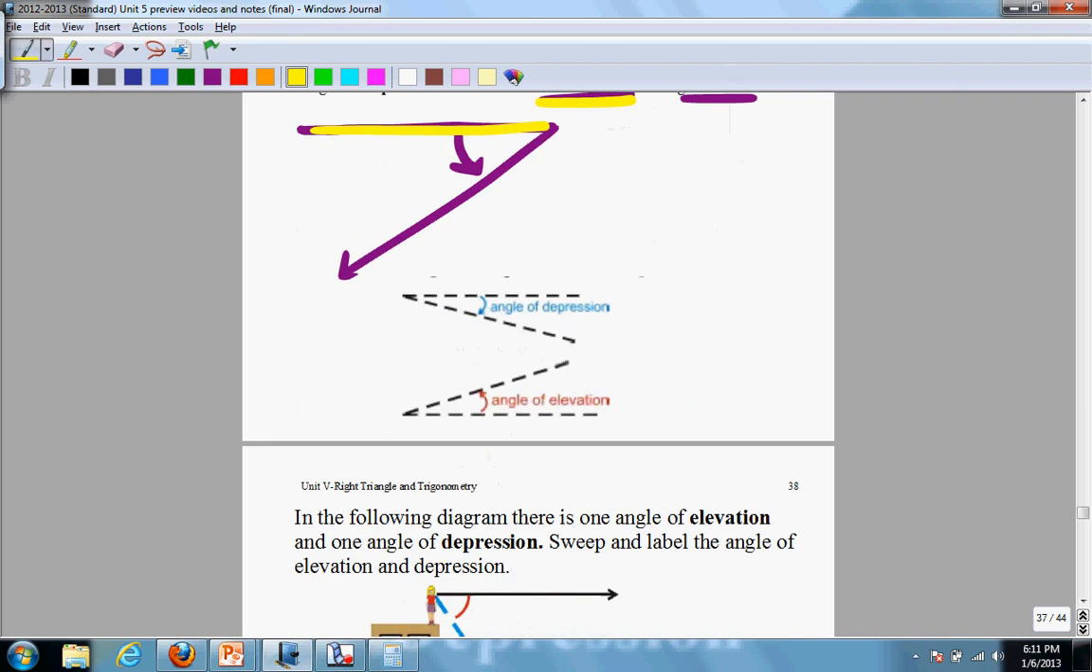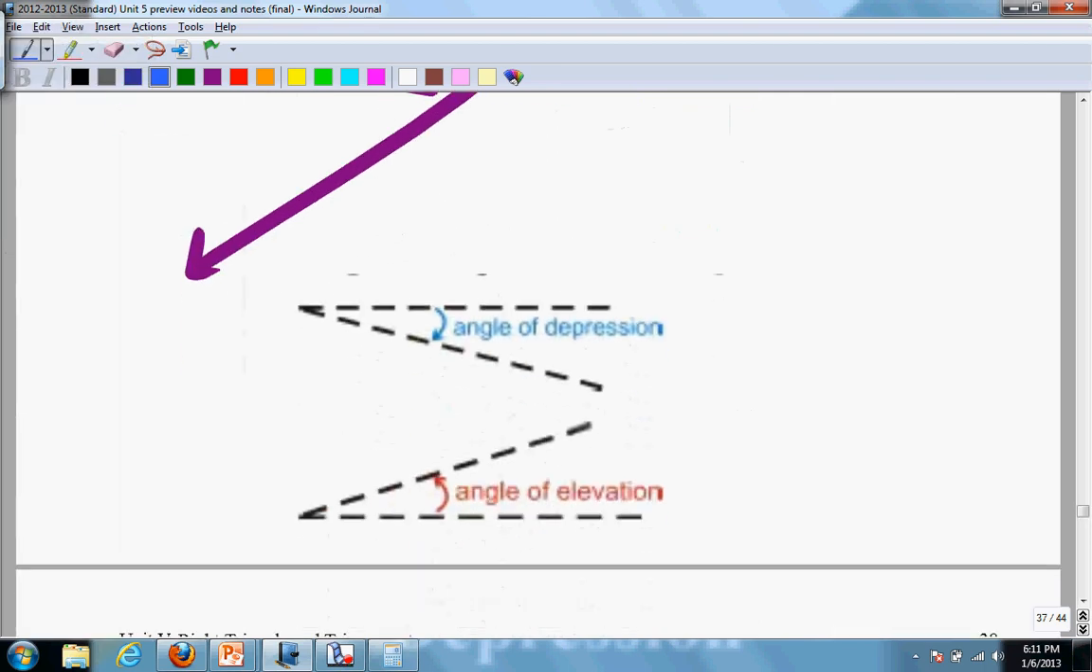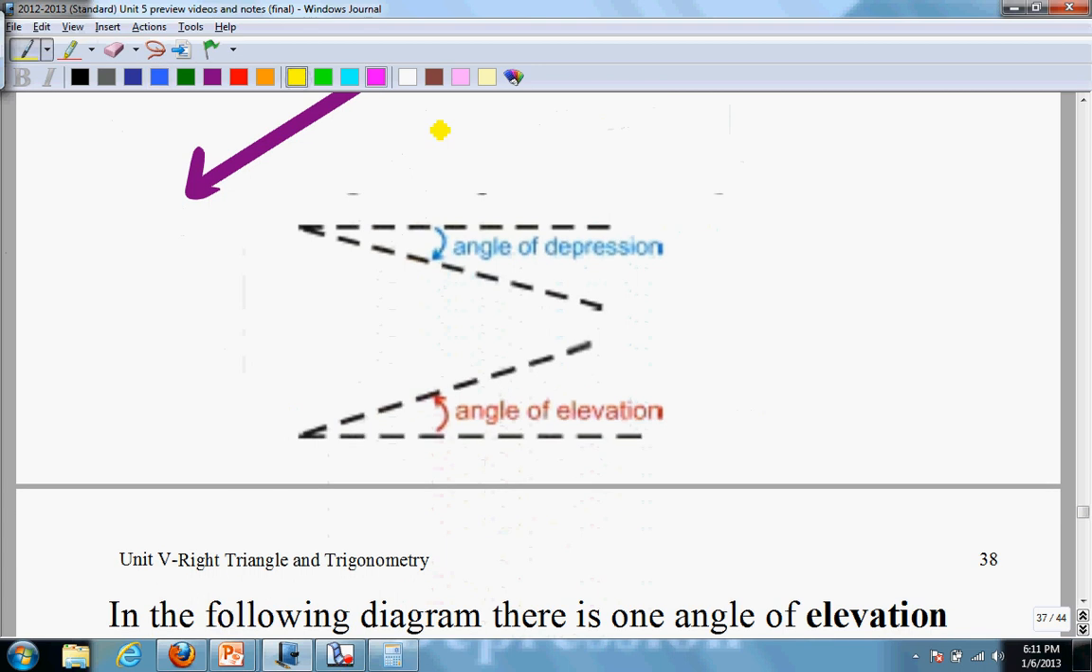So an angle of depression, angle of elevation. Let's make this nice and big so we can see this. Angle of depression starts at a horizontal and angles downward. Angle of elevation starts at a horizontal and angles upward.